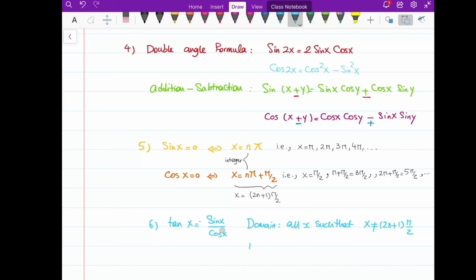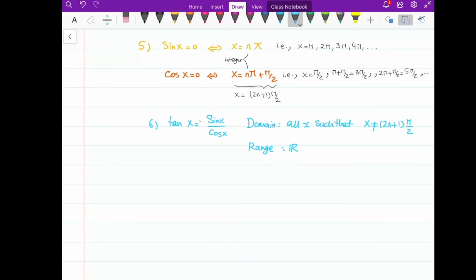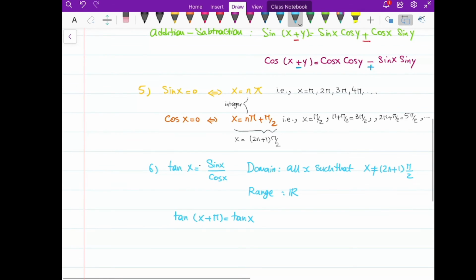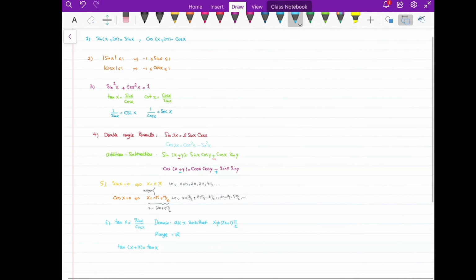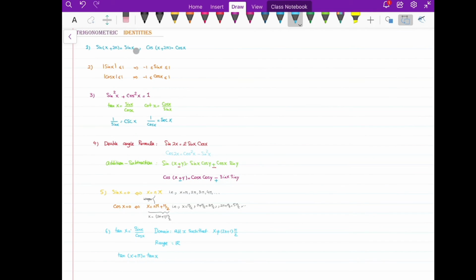And the range of tan of x is all real numbers R, and tan of x plus pi is equal to tan of x, because pi is the period of tan. Okay, these are all the trigonometric functions, and the important ones are the first one in here, and these functions. The rest are really good to know for this course.